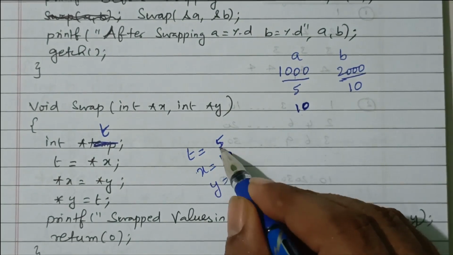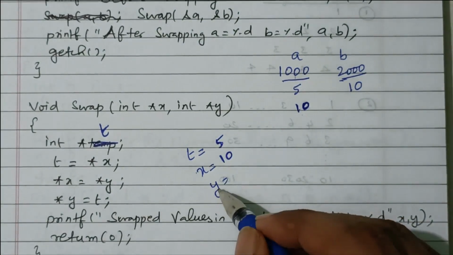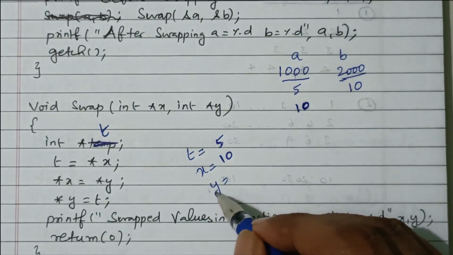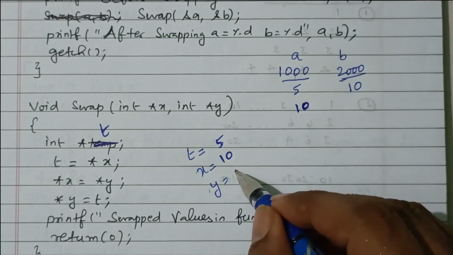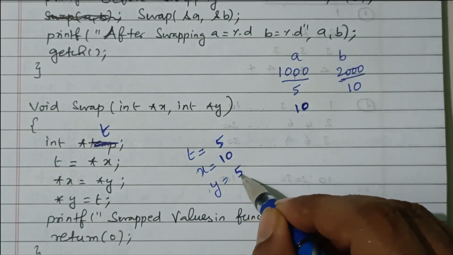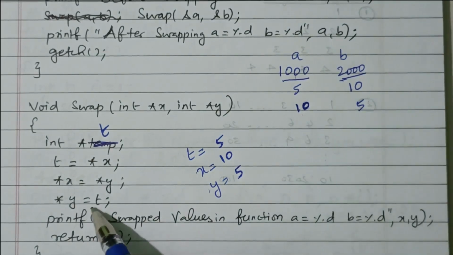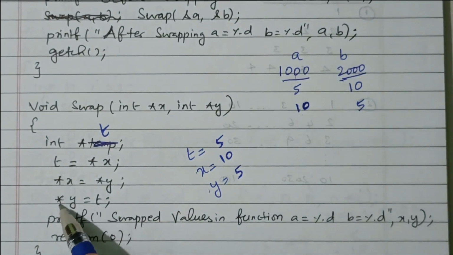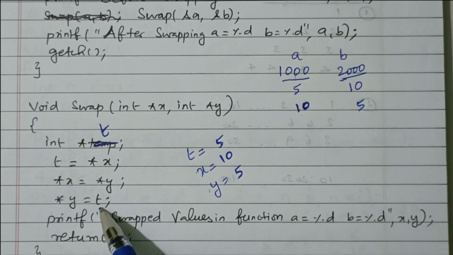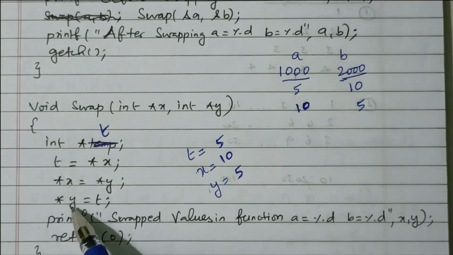Now the value 5 is stored in the variable t. So this is nothing but the content of the address, which is 5. Now y becomes 5, right? Star y equal to t, the value will be stored in the address. Star y indicates the content of the address, right? The content in the address, the content of the address, right?